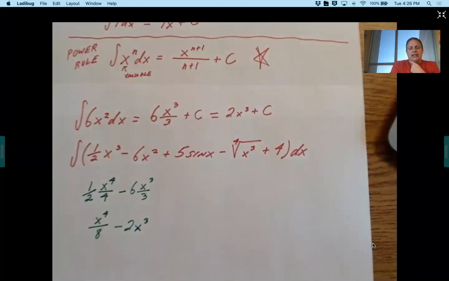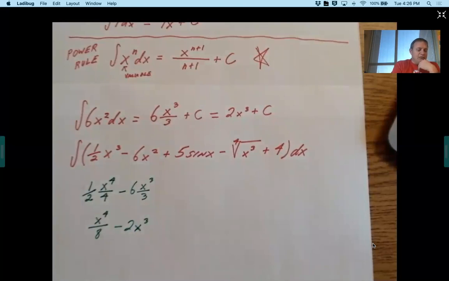Oh, what do we do with trig? Because the trig function doesn't really fit the power rule, does it? It's not a polynomial. In this case, we're not dealing with an exponent here. So what do we do? Well, we have to know our derivatives frontwards and backwards.